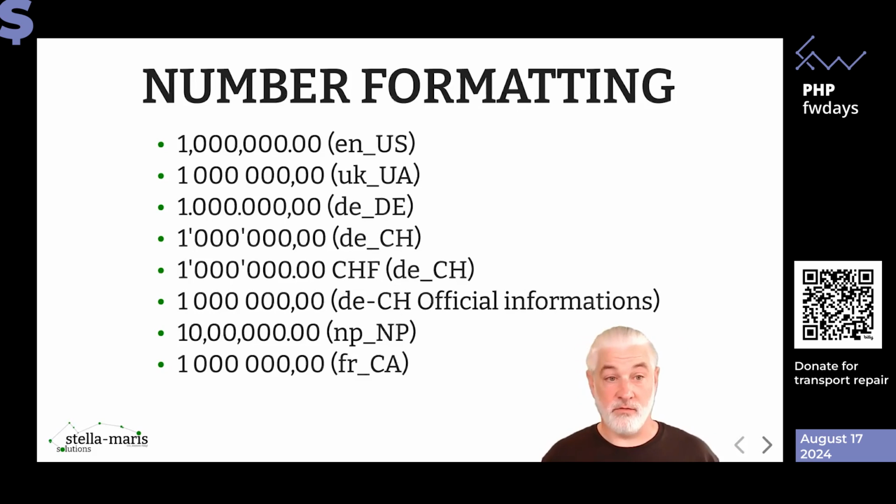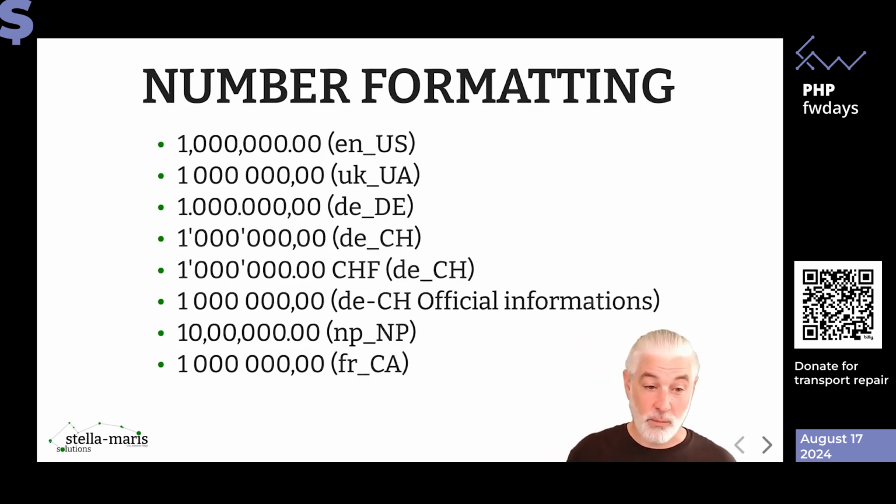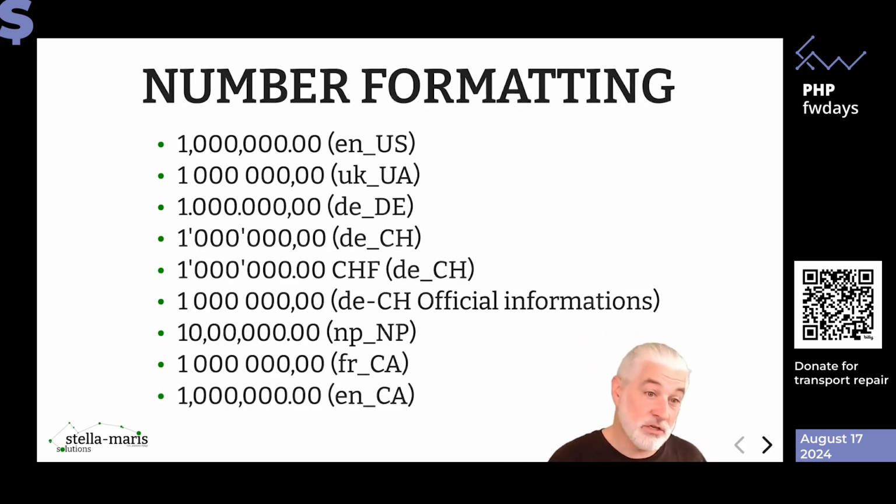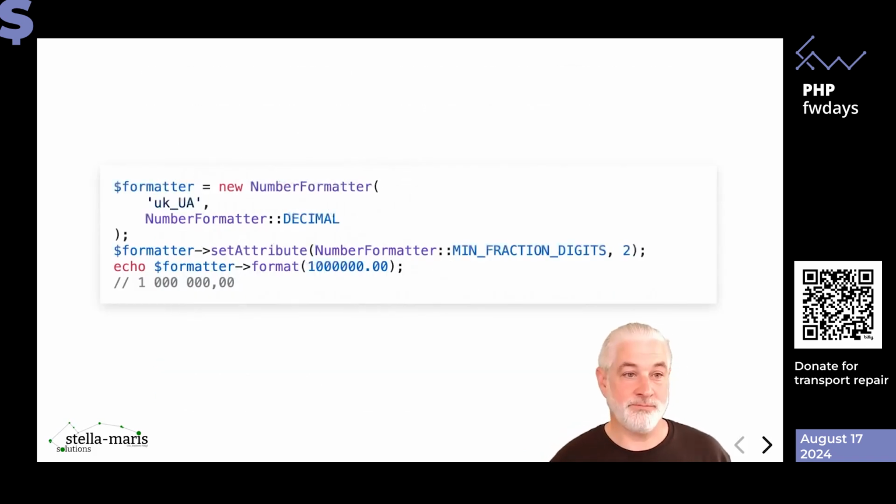Yeah, and the French in Canada use a comma as a decimal separator, and the English in Canada use a dot. What the actual... Yeah. But again, don't think about it. There is a number formatter. And the number formatter just tells you, you know what, I have this number.